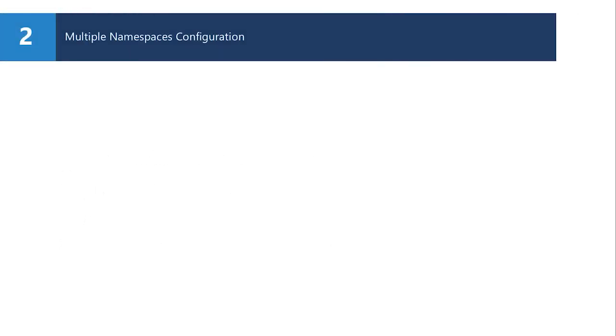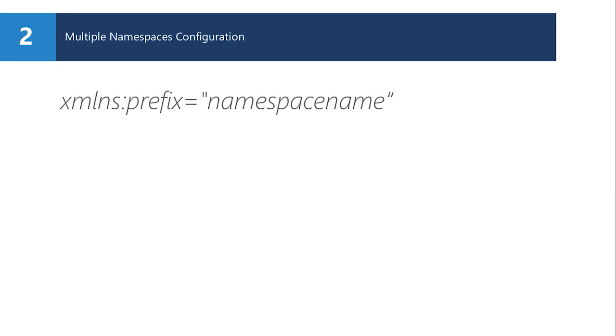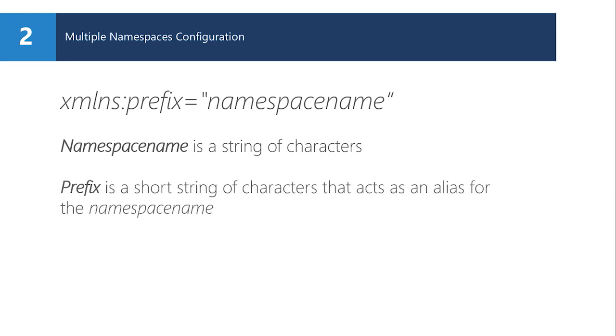In all XML documents, the root element in a code contains the namespace declarations. Each namespace has the syntax xmlns, prefix, namespace name. The namespace name is a string of characters, often referred to as a uniform resource identifier. The prefix is a short string of characters that acts as an alias for the namespace name. The prefix is applied to specific elements in the XML document. A namespace that does not include a prefix declares the default namespace.